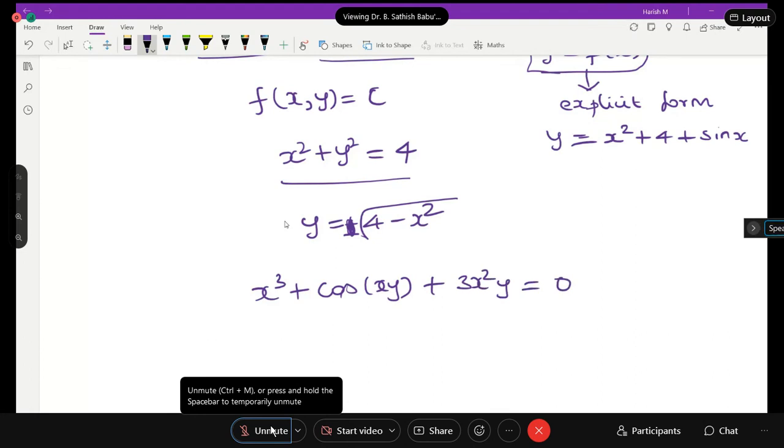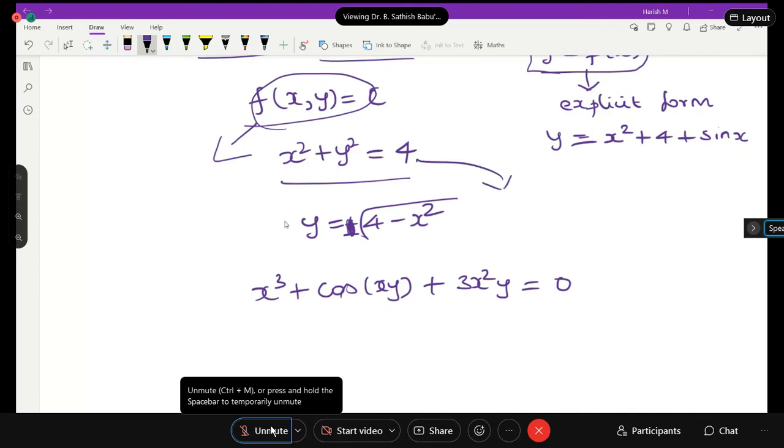How do you differentiate this? Can I say this is also an implicit function? Because y is not completely expressed in terms of x here, isn't it? Yes, sir. Okay. In these cases, what they do is the differentiation of the function will be considered.